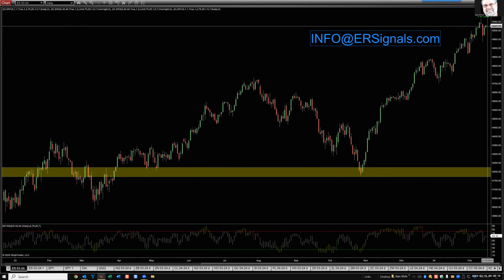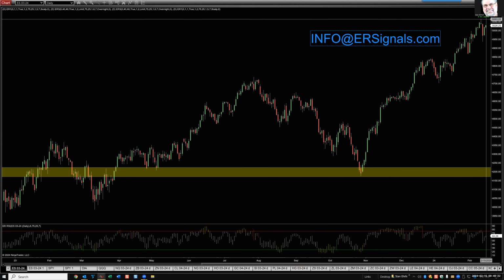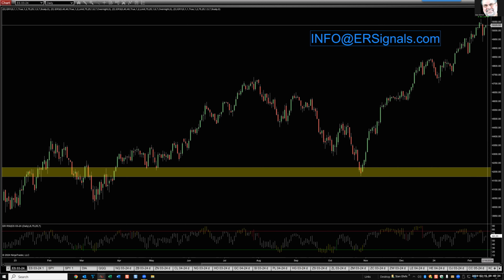So what have we got today? And I'll show you a short-term chart in a moment. A little bit higher. At the moment, we're up 10.50 and a little bit above yesterday's high. And this, again, is the March E-mini futures contract, specifically the tradable futures contract.